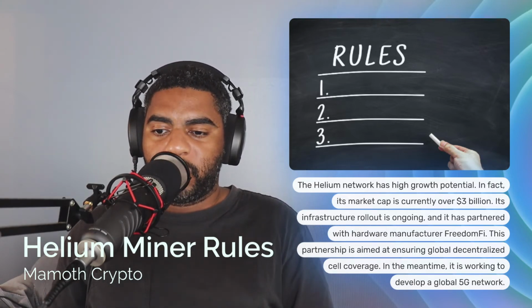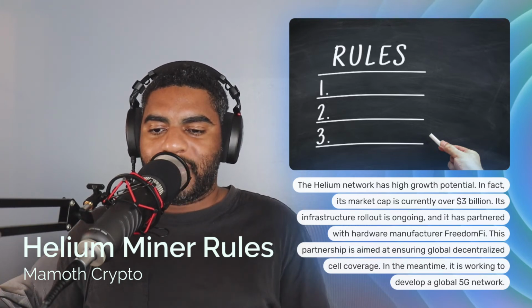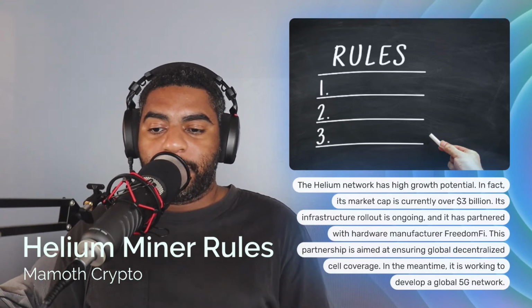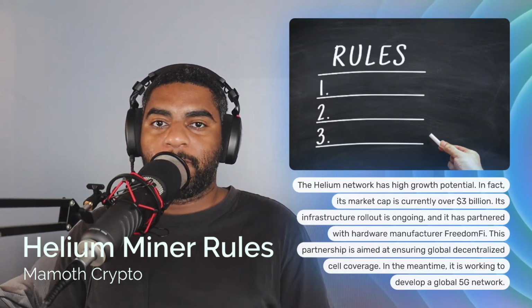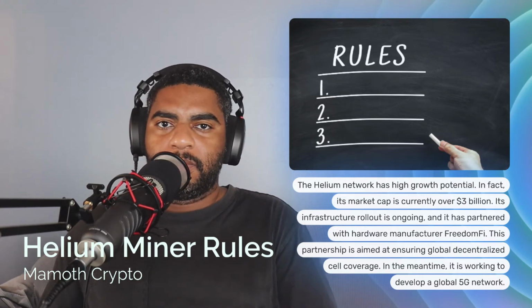That's a lot of money. Its infrastructure rollout is ongoing, and it has partnered with hardware manufacturers FreedomFi. This partnership is aimed at ensuring global decentralization cell coverage. In the meantime, it is working to develop a global 5G network. So that's pretty interesting right there.